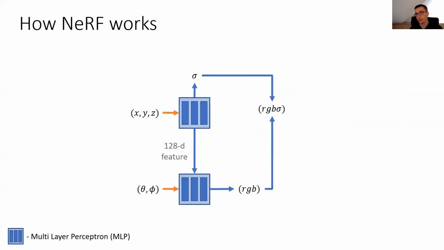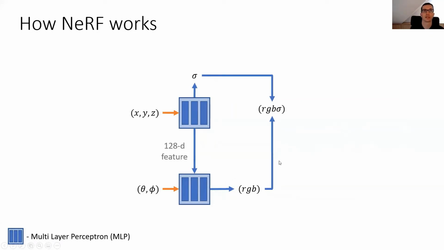Then if you look at the network itself, it consists of one part that is conditioned on sample position, this one, and it outputs the sigma. Importantly, as you can see, the sigma, the density, does not depend on the view direction. It only depends on the position in the scene. And then it also outputs a feature vector, which goes in the second part of the MLP, which depends on the view direction, and that outputs the color.